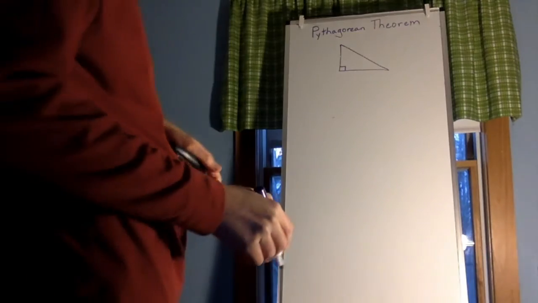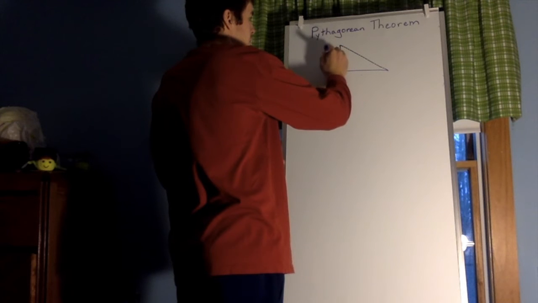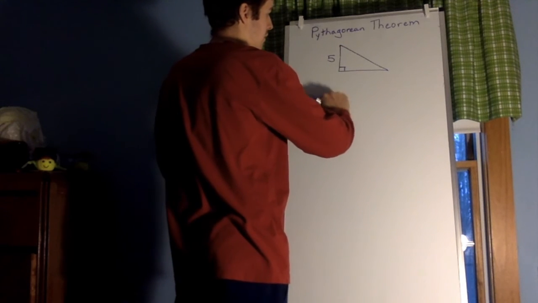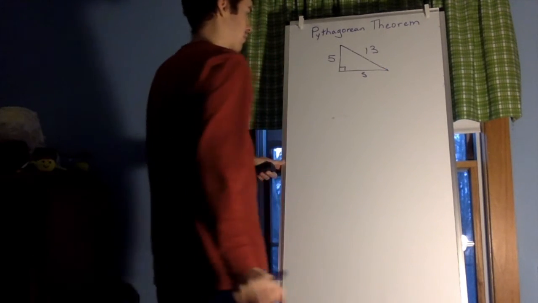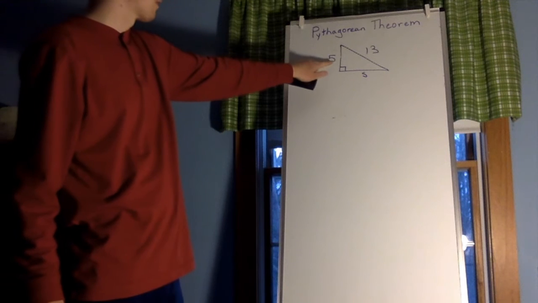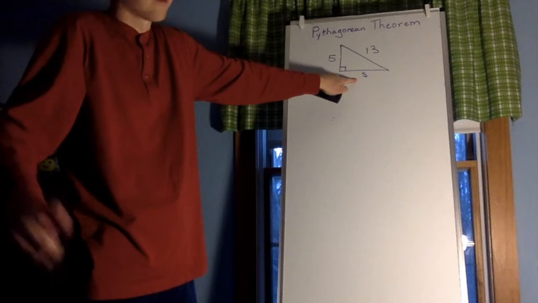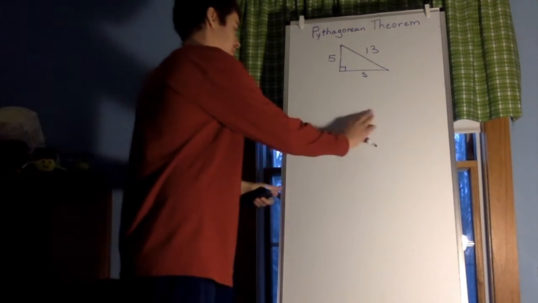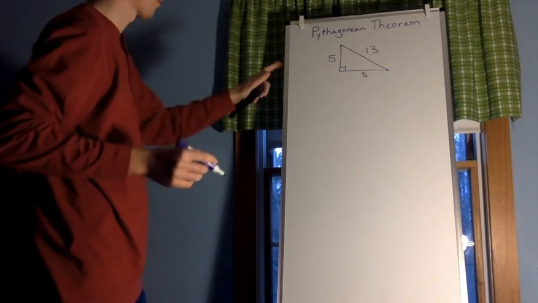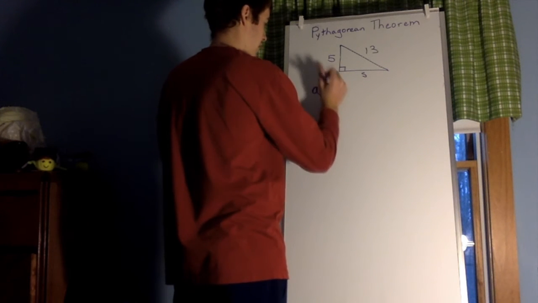So I'm going to grab an example problem here. Let's try this one. We'll say 5. We'll call this S, and we'll say this is 13. In other words, one of our legs is 5, one of our legs we don't know, we're just calling it S, and our hypotenuse is 13. We're going to have to use our Pythagorean theorem because we're dealing with a right triangle. 90 degrees right there.